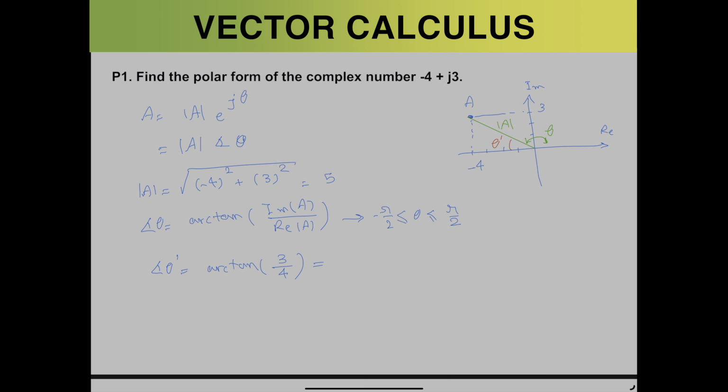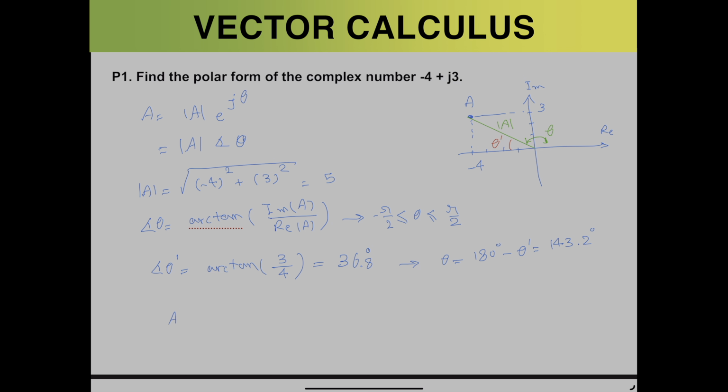If you're using this, the calculator would give us roughly 36.8 degrees. Now, theta in this case is going to be 180 degrees minus theta prime, which is going to be around 143.2 degrees. So essentially, this is the correct angle of our question.